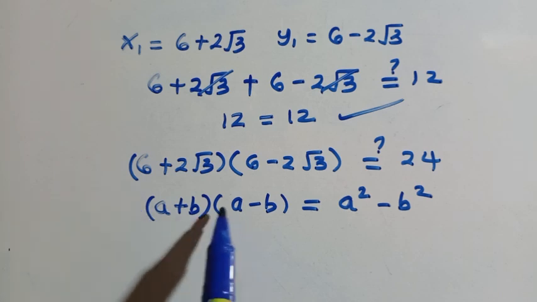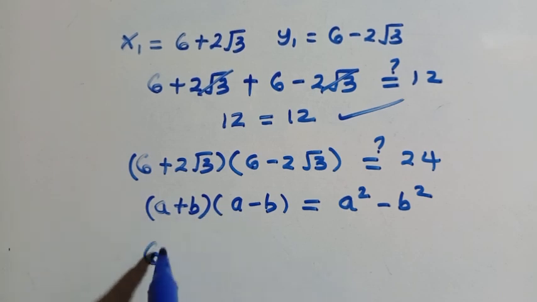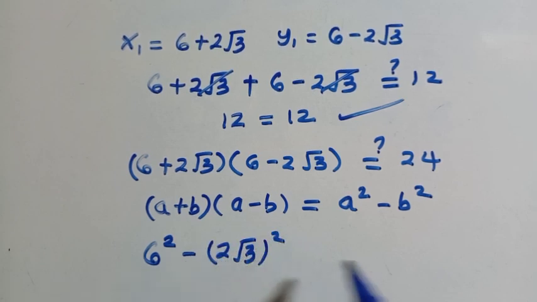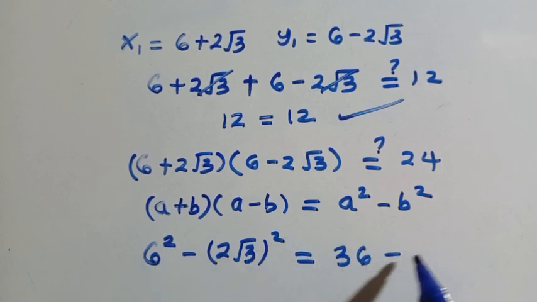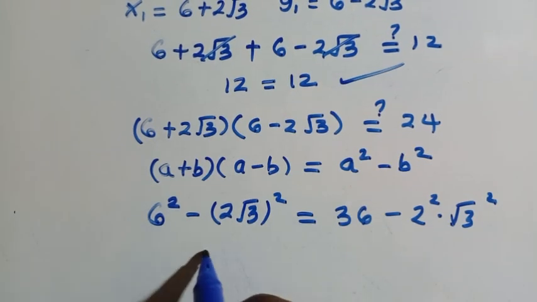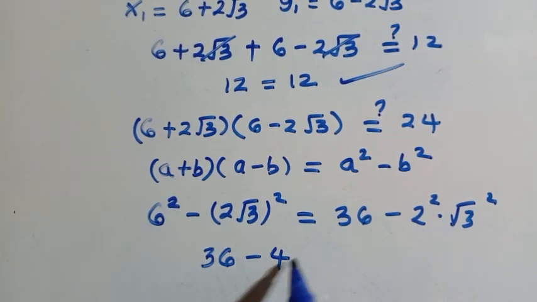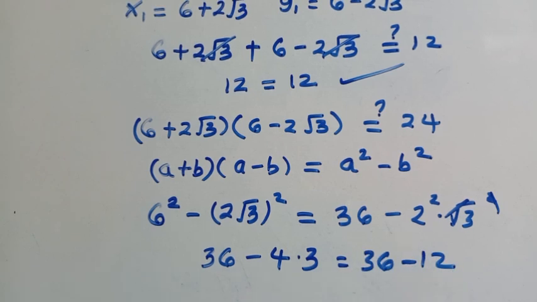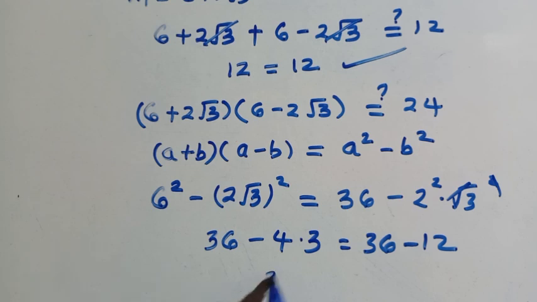If our a here is 6 and b is 2 root 3, we have 6 squared minus 2 root 3 all squared. So 6 squared is 36, minus 2 squared multiplied by root 3 squared. So 36 minus, 2 squared is 4, multiplied by, the root and square cancel, here is 3. So 36 minus 12, and this gives us 24. It shows that the left hand side equals the right hand side, and this proves right.